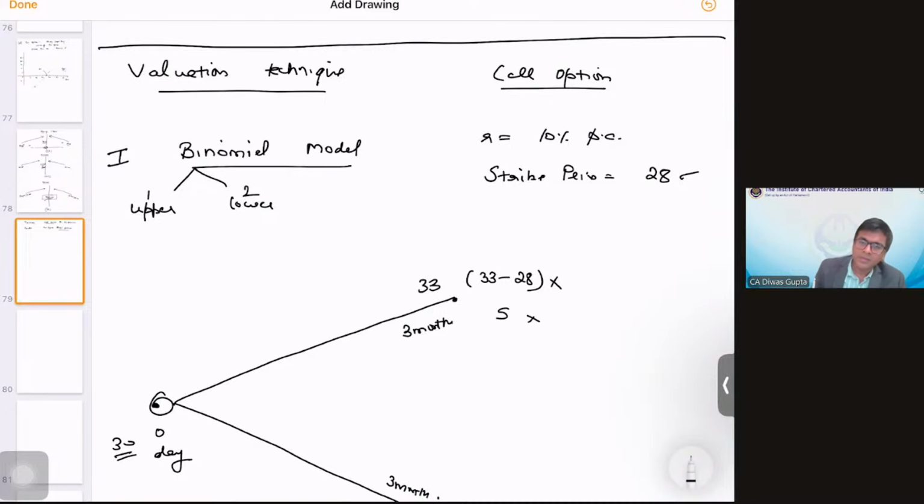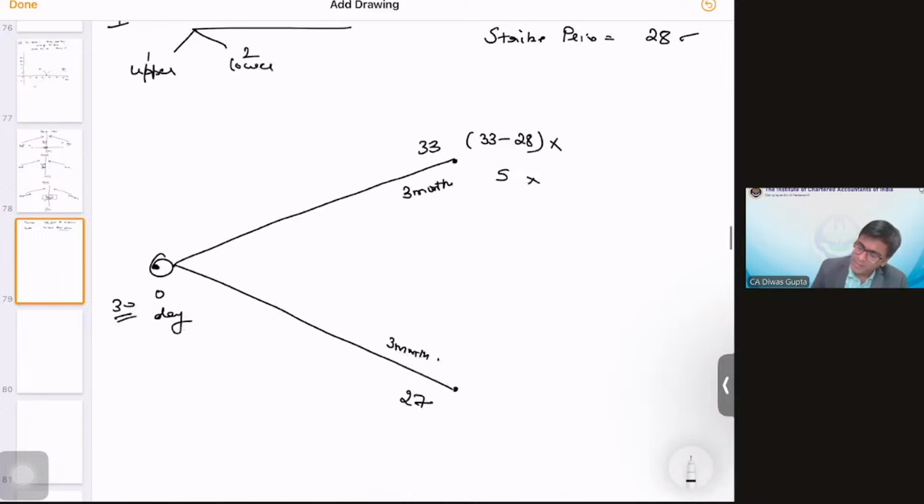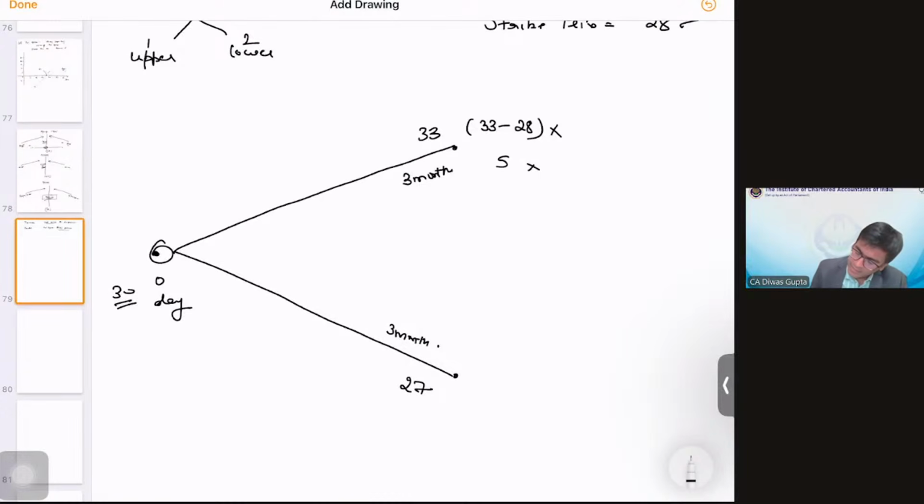Gain. Similarly, here 27 is the actual price and 28 was the strike price. Will there be a gain, a loss, or zero? It will be zero, correct? Because there will be no loss to the option holder.